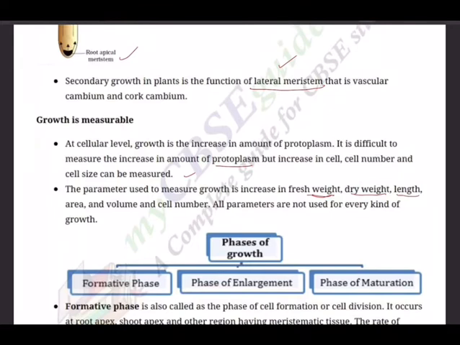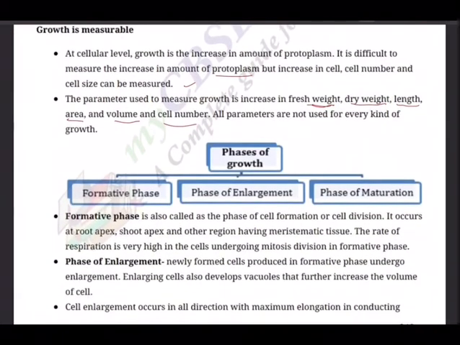Dry weight, length, is it centimeters or meters? What is it? And area that it occupies, volume that it occupies, and of course how many numbers of cells are present. All these parameters are not used for every kind of growth, only for certain.